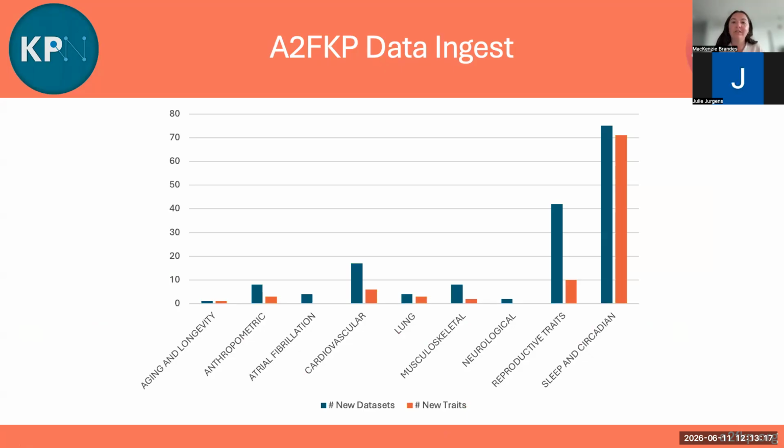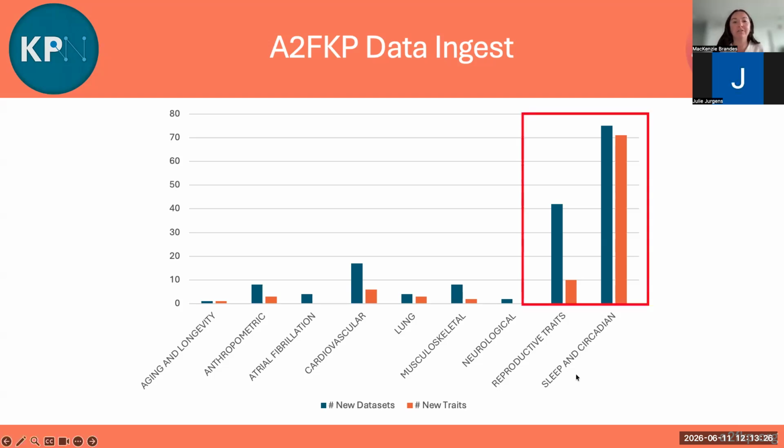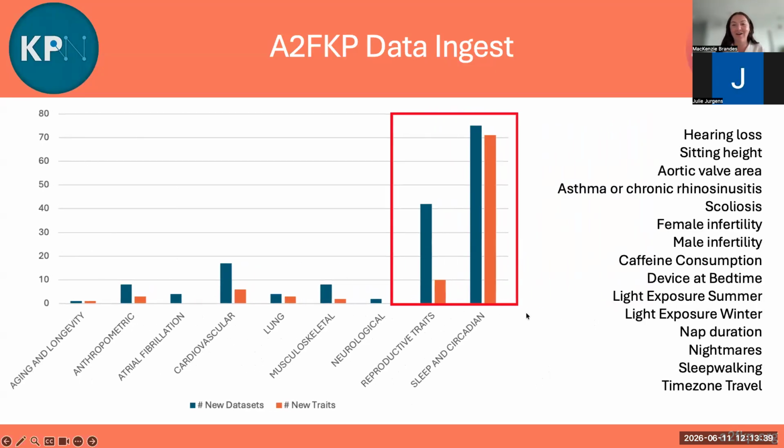So of this ingested data, we've actually received a significant amount of new reproductive and sleep and circadian traits. As part of this, we're constantly looking for different areas in the data sets. So in this specific area, we're really excited to see some of this growth. And while this is not the comprehensive list of new traits, these were a couple across all of the data sets that I thought were quite interesting.